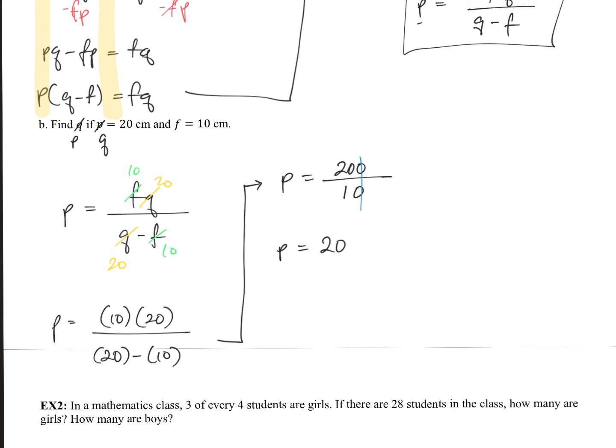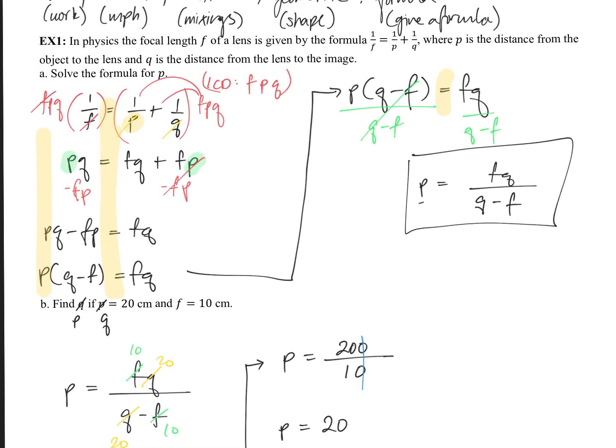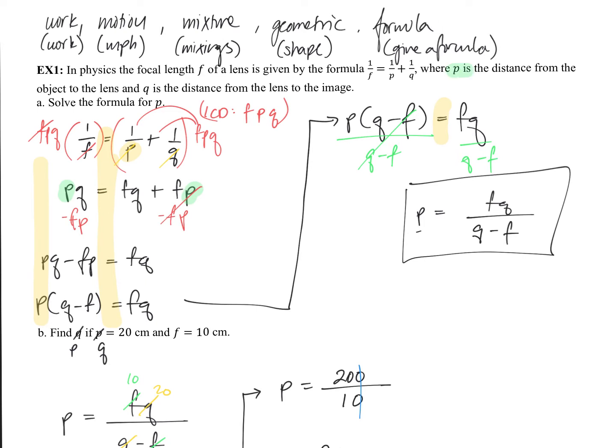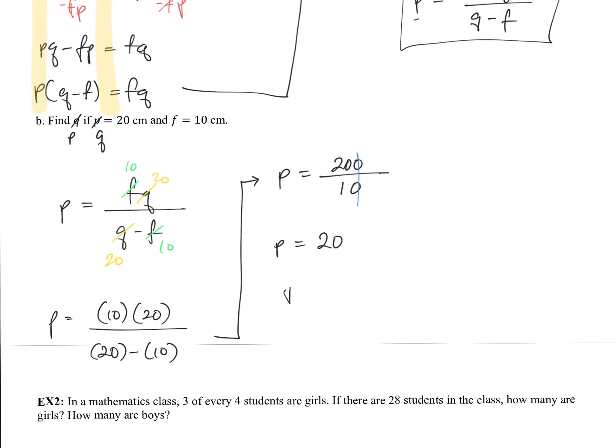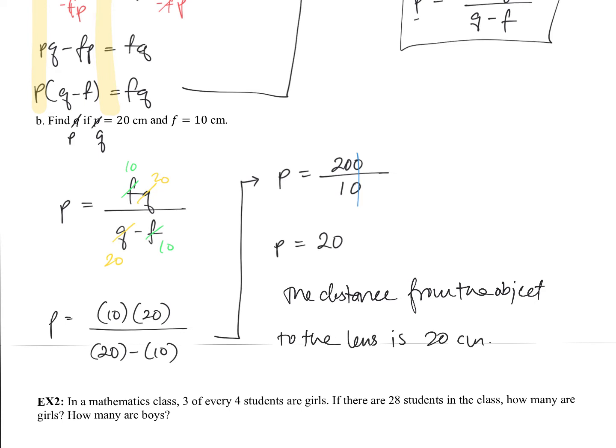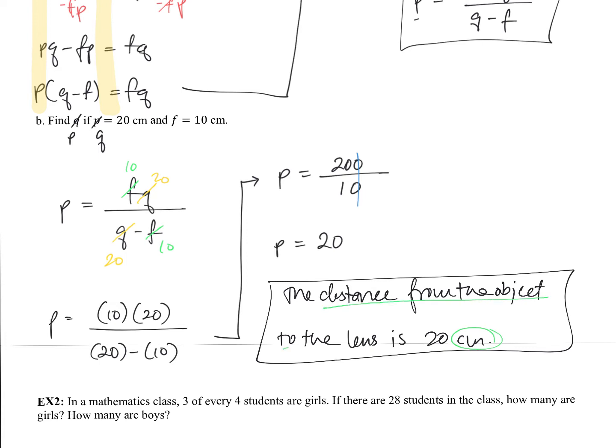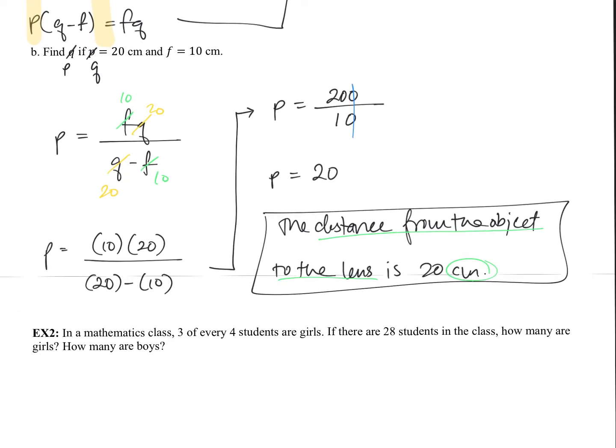That'll just be 20. So what does 20 mean in our problem? 20 is the distance from the object to the lens. So let's go ahead and write that sentence. The distance from the object to the lens is 20 centimeters, period. Once again, always remember your units, for example, centimeters, and make sure that your sentence is specific to the problem. So I mentioned, for example, the information, distance from the object to the lens. All right, let's take a look at the next problem.